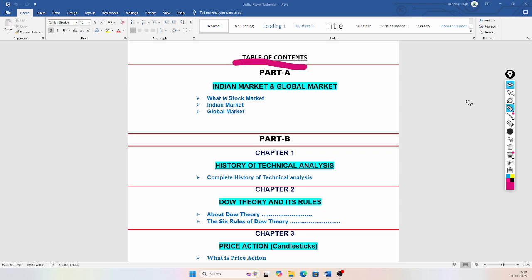Table of contents. Part A. In part A, we have chapter 1, which is Indian market and global market. And what will we learn? We'll learn what the stock market is, the Indian market and the global market.